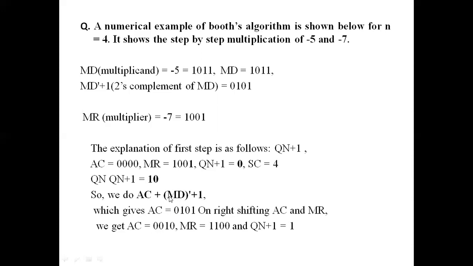Okay. So after solving these calculations, AC becomes 0 1 0 1. Initially AC is 0 0 0 0. After adding AC with the 2's complement of the MD, that means 0 1 0 1, the value of AC is set to 0 1 0 1. And on the right shifting, we now apply the arithmetic shift right between the AC and MR. Therefore, the value of AC will now become 0 0 1 0, and the value of MR will be 1 1 0 0, and the Qn plus 1 will be 1. And this whole scenario will be shown in the figure in the next slides.